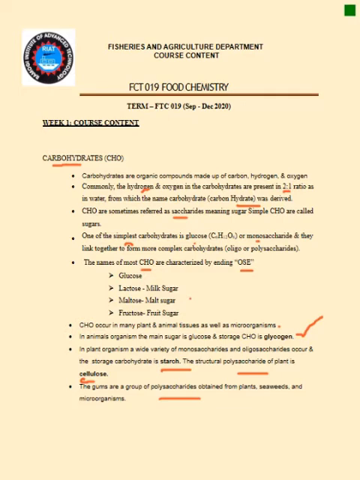Some plants also have carbohydrates in another form known as cellulose, but this one is a structural polysaccharide. What do I mean by structural polysaccharide in plants? It means they form part of the structure of the plant. For example, cellulose is found in the cell wall. Cellulose is a polysaccharide, which is a carbohydrate. Then we have gums, which are also polysaccharides, obtained from plants, seaweeds, and organisms.